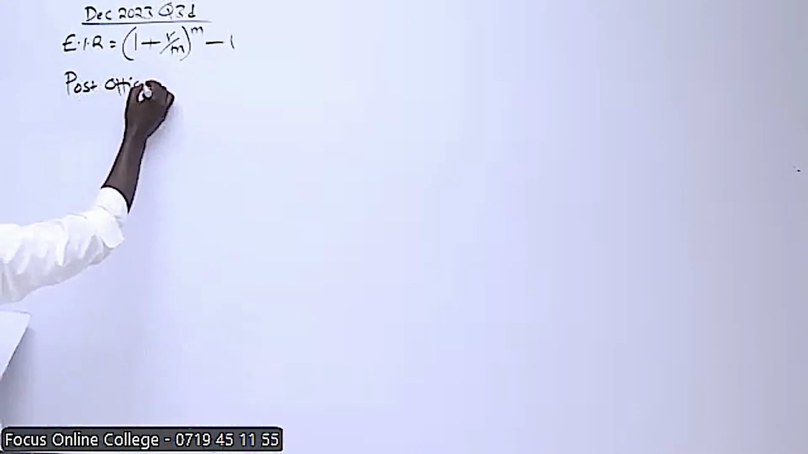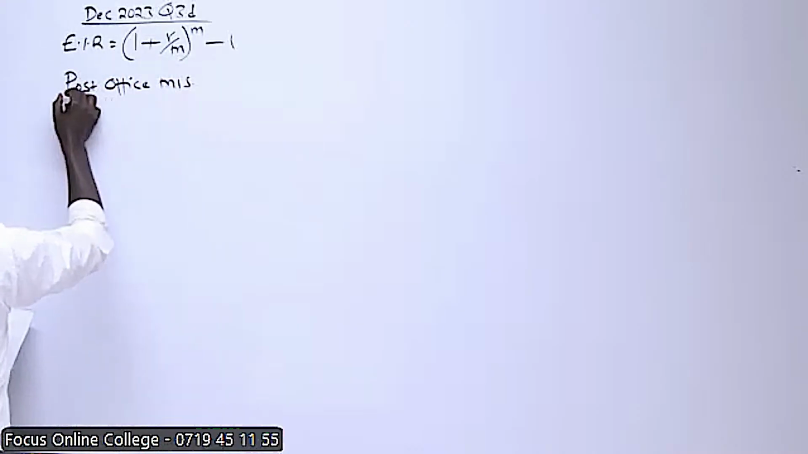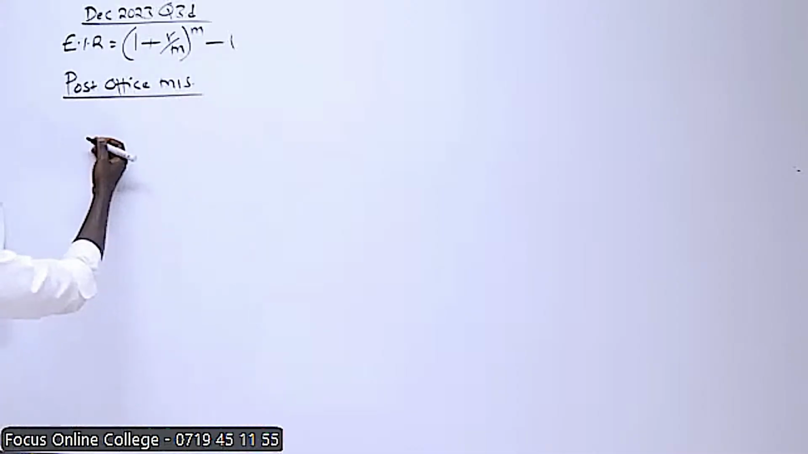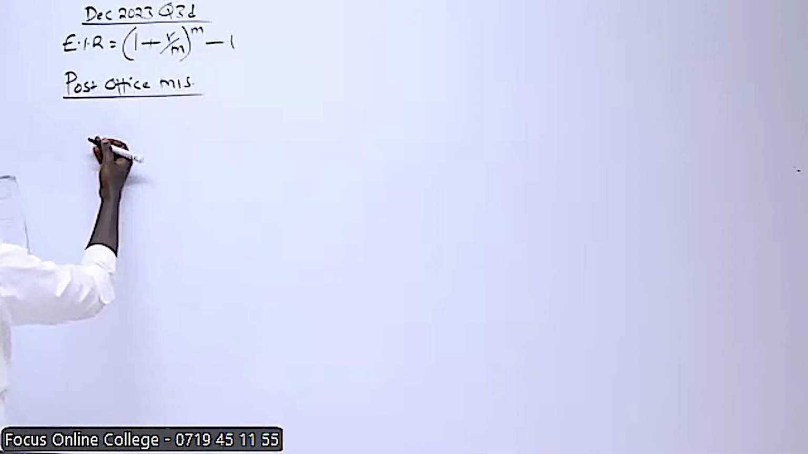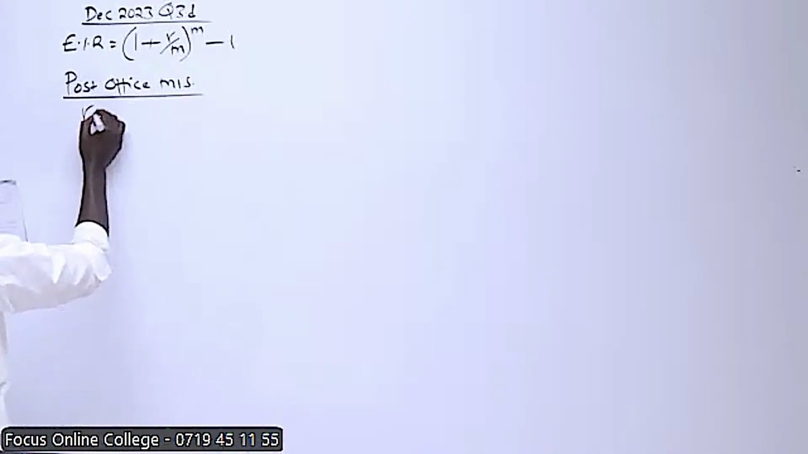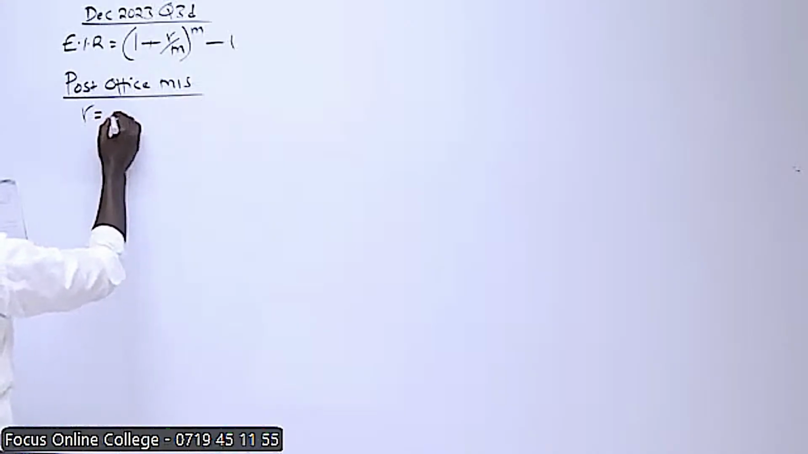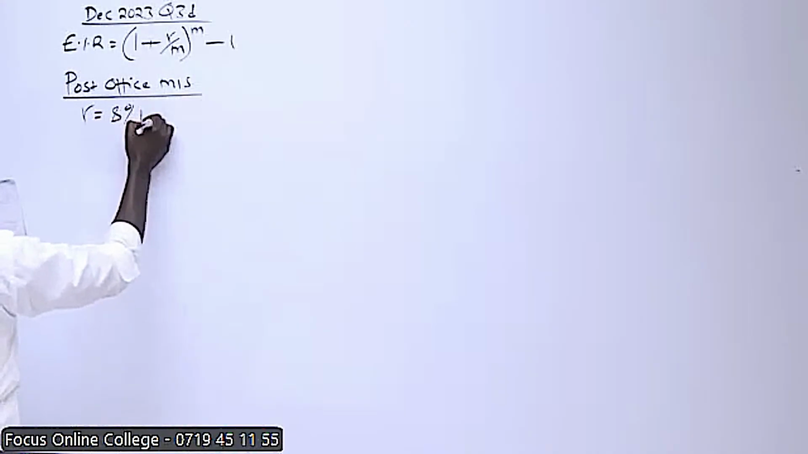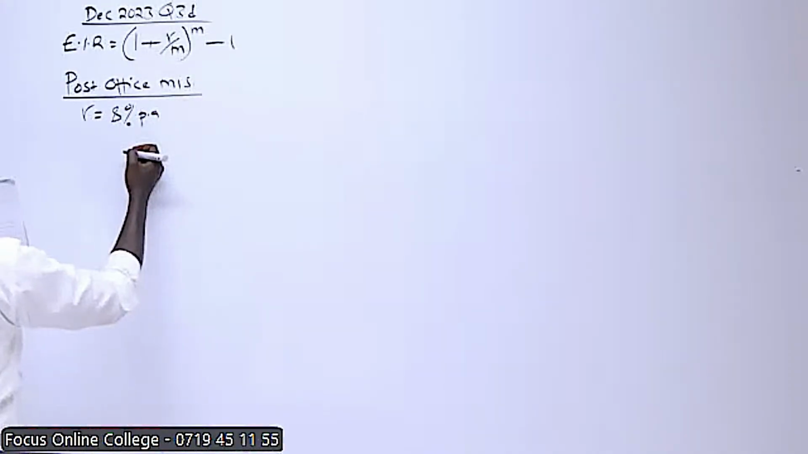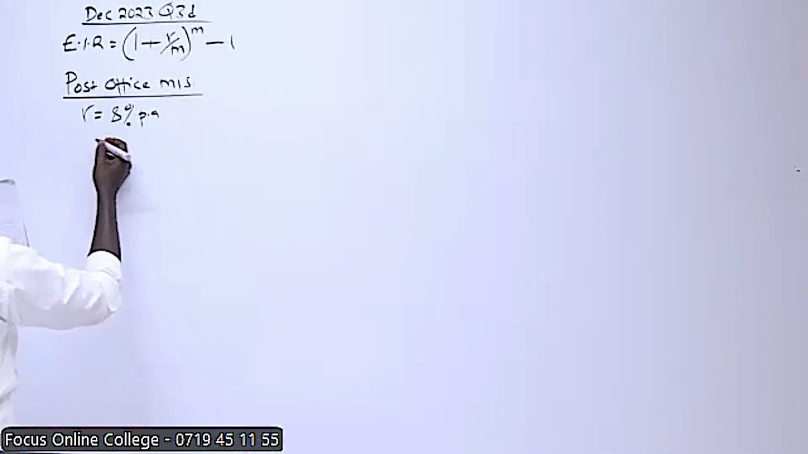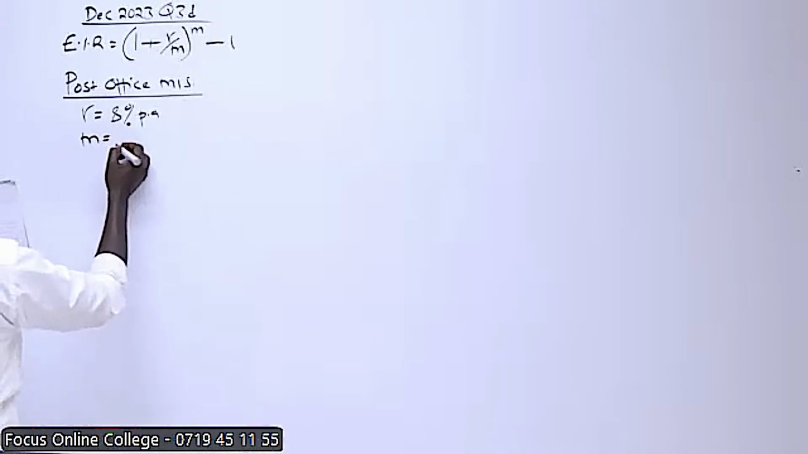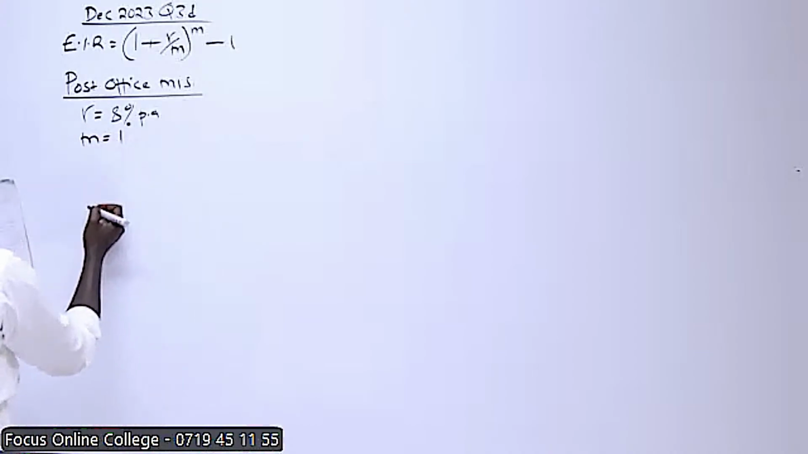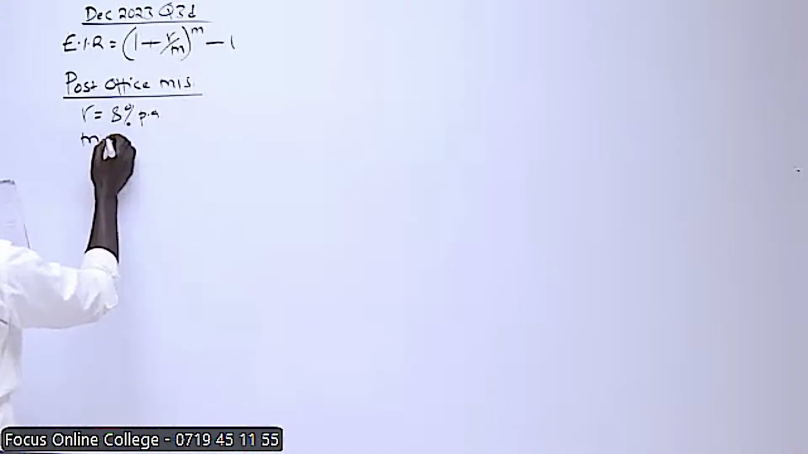Post office MIS, where the nominal rate is what we call in RR, 8% per annum. M is 1. Here M is 1.